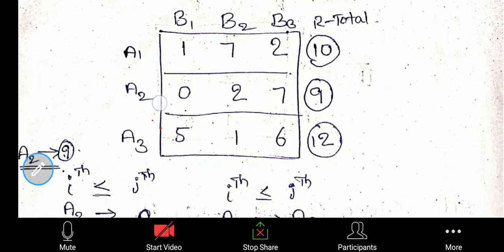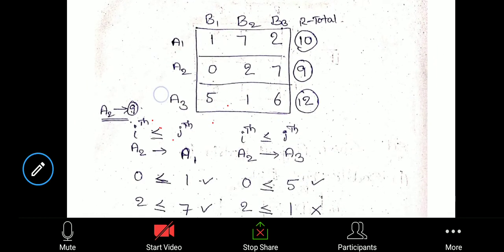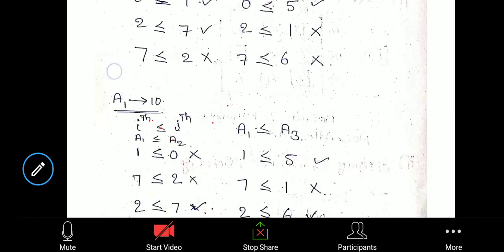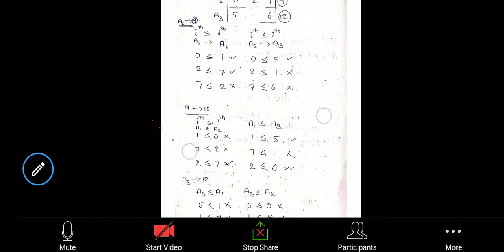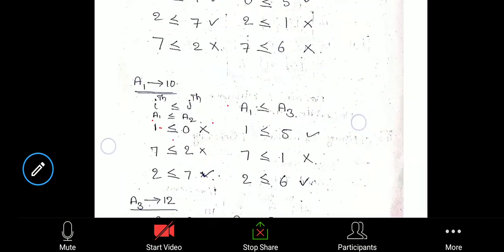A1 will be compared with the remaining rows. A1 row will be compared with A2, A3. A1 will become the ith row, and A2, A3 will become the jth rows. Now applying the condition by using that same equation here.